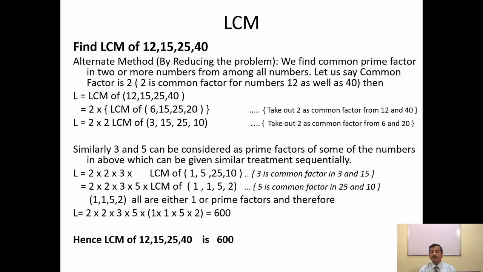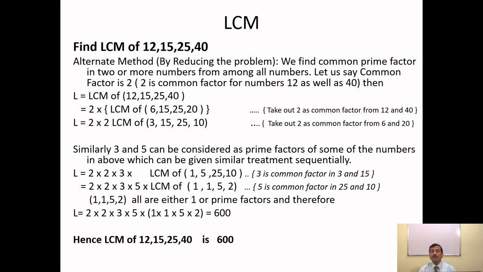So 12 divided by 2 is 6. So in place of 12, 6 will come. 40 divided by 2 is 20. So in place of 40, 20 will come. 15 and 25 will remain unaffected because 2 is the common factor from 12 and 40. Similarly, once again, 2 will be a common factor for 2 numbers, 6 and 20. We take another 2 out and 6 gets reduced to 3. 15, 25 will remain as they were and 20 will get reduced to 10.